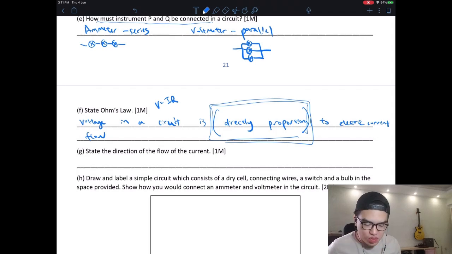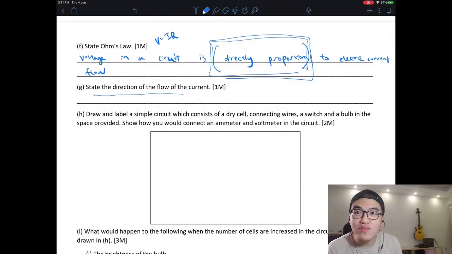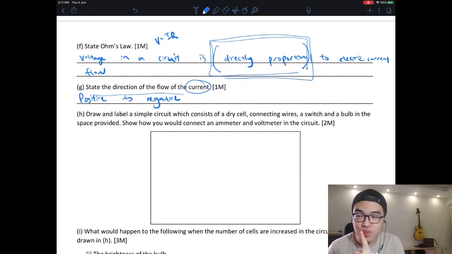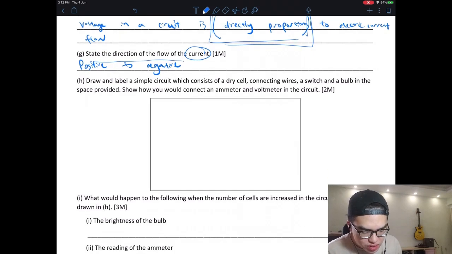Directly proportional. State the direction of flow of current. I want current flow, not electron flow. From positive to negative. So not negative to positive, that is electron flow. Remember, electron itself is negative. It starts at negative.